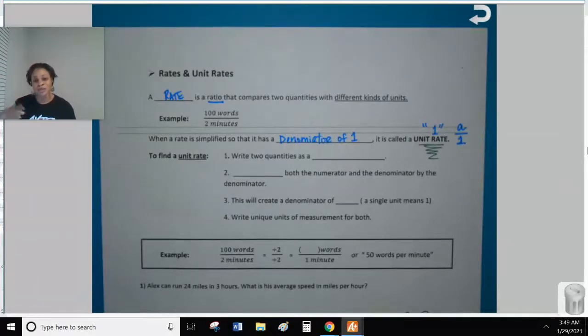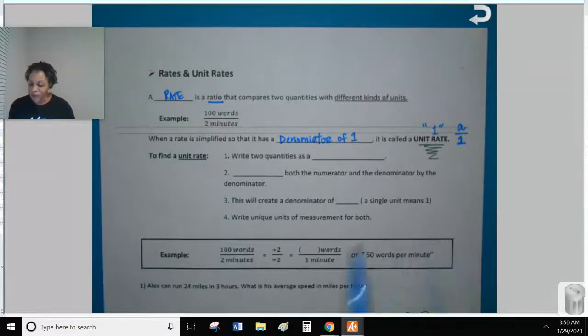So notice every time you hear me saying per something, okay? So unit rate also, you're going to hear the per. That means 1. Unit rate is over 1. Denominator of 1. 1 second, 1 minute, 1 gallon, 1 hour, 1 year, 1 decade, 1 week. Anytime we're talking about one of something, it's unit rate, okay?